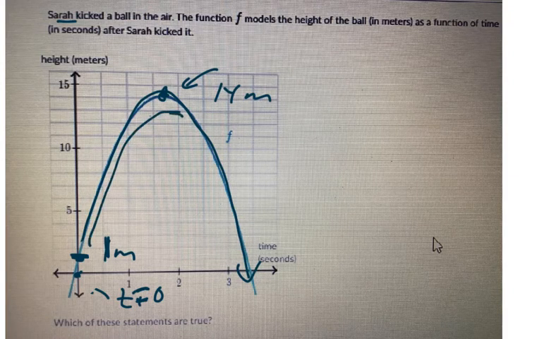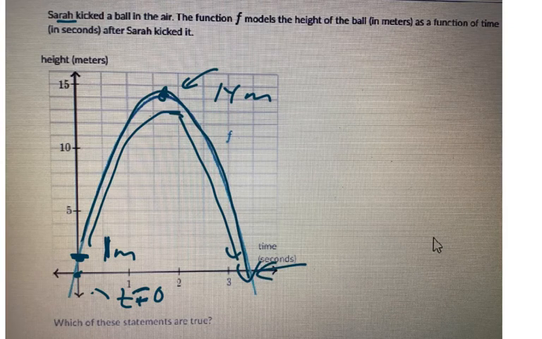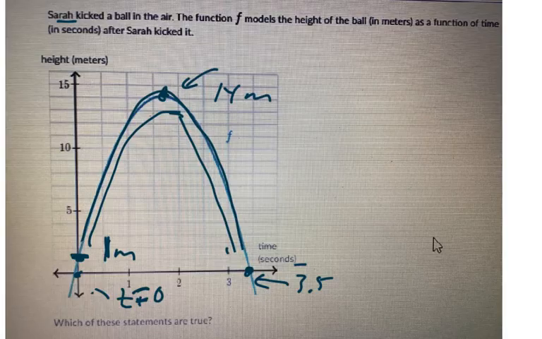It went up. It came back down. Of course, over here, let me clean up there. A little bit around 3.5 seconds, notice. That right there is about 3.5 seconds right there. That's when it finally hit the ground again, right? 0 feet or 0 meters means it hit the ground. Now let's go to the questions.